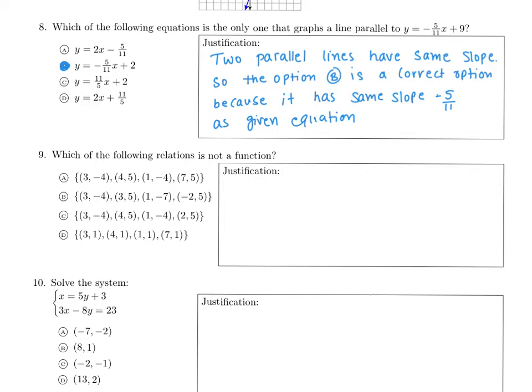Number 9. Which of the following relations is not a function? The relation would be a function if there is no repeating x. Y can repeat, but x cannot have two same values. In this case, 3, 4, 1, 7. If you look at x values, they are not repeating. For letter B, 3, 3. The x values are repeating. It means this is not going to be a function. So for every x, there should be exactly one y value. Then it's going to be a function.